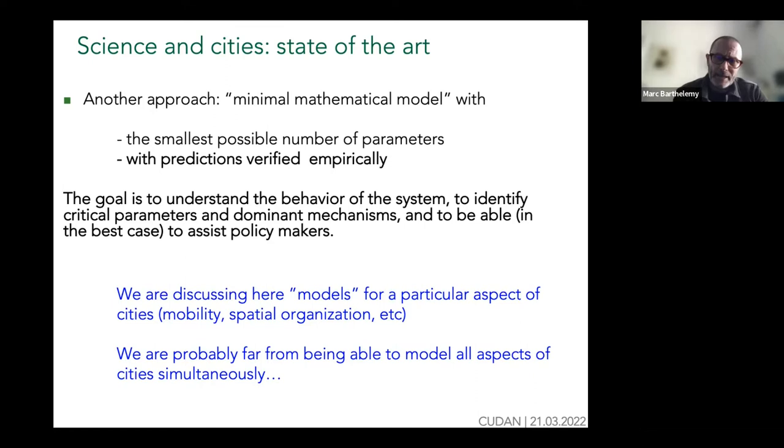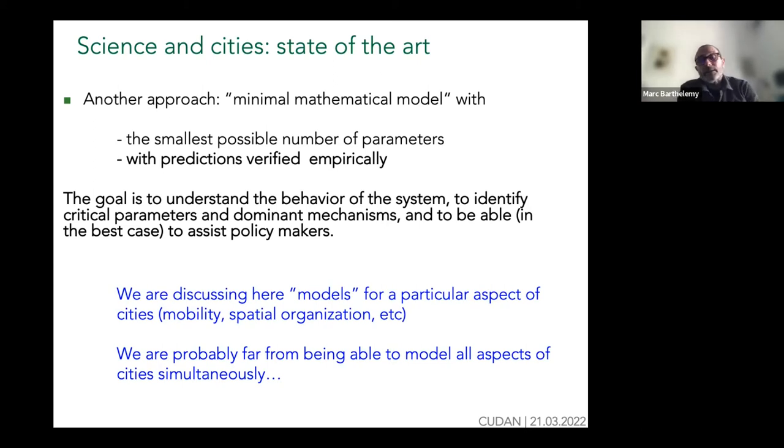In principle, it should be possible to find a model with the smallest number of parameters that also has the largest number of predictions. It's really this tension between the number of parameters and the number of predictions that is interesting. And if you find a very nice model with very few parameters that predicts many things verified in data, then you're happy, actually. Maybe just as I will show you in the next slide, I don't think we are at the stage of making a big model predicting everything in a city.